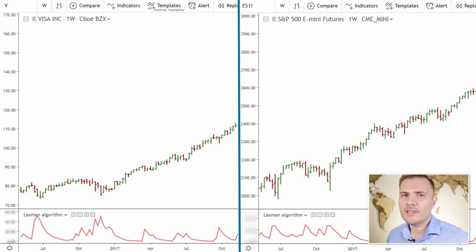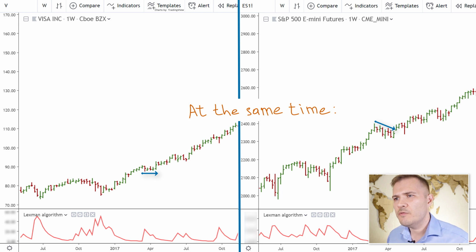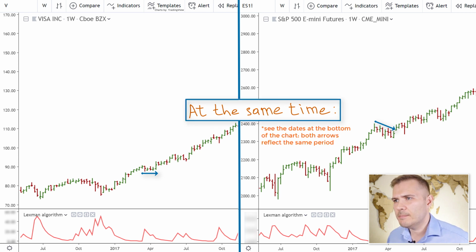Now let's apply the technique I mentioned in the beginning of the video to see how the S&P 500 E-mini weekly futures chart behaved at the same time. It dropped, while Visa stock prices stood still. So we have two weighty signs that big money is in the game and preparing for a breakout.